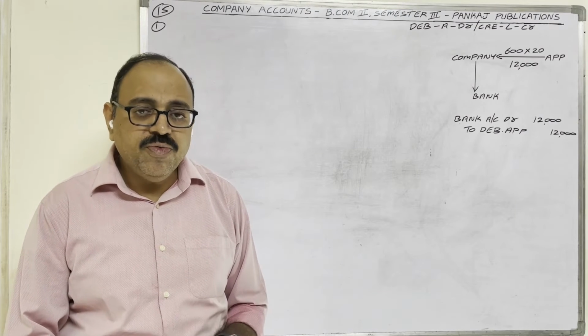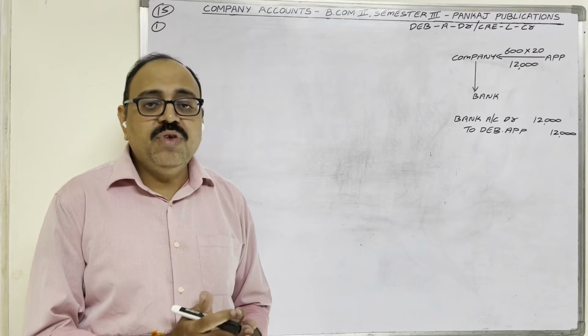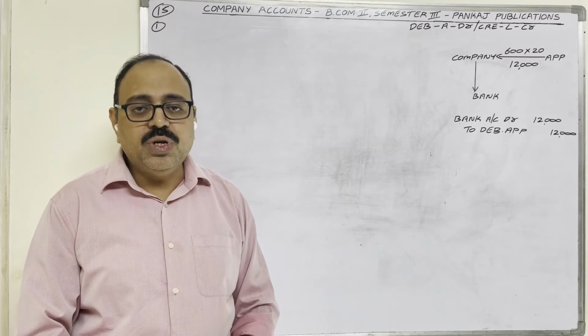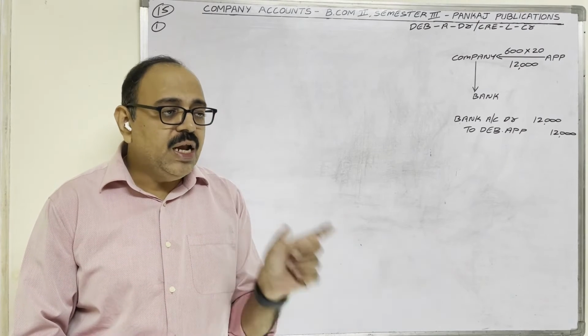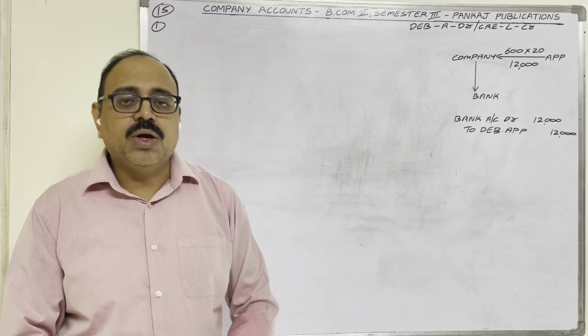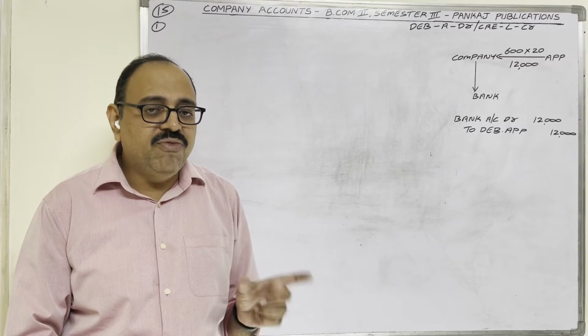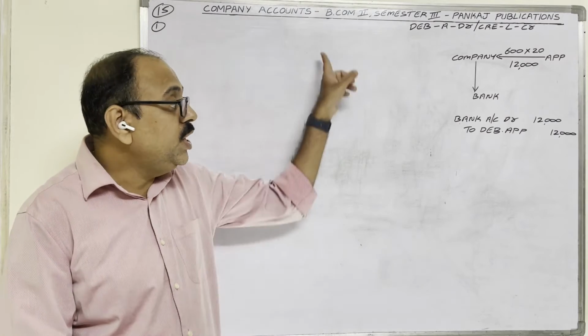In this problem, we are preparing the cash book. Therefore, all cash receipt entries we are writing in the cash book. In the journal, the remaining entries we should write: non-cash transactions. What are they? Transferring debenture application money to debenture account, and transferring debenture allotment money, first call money, final call money to debenture account. These entries will show in the journal.